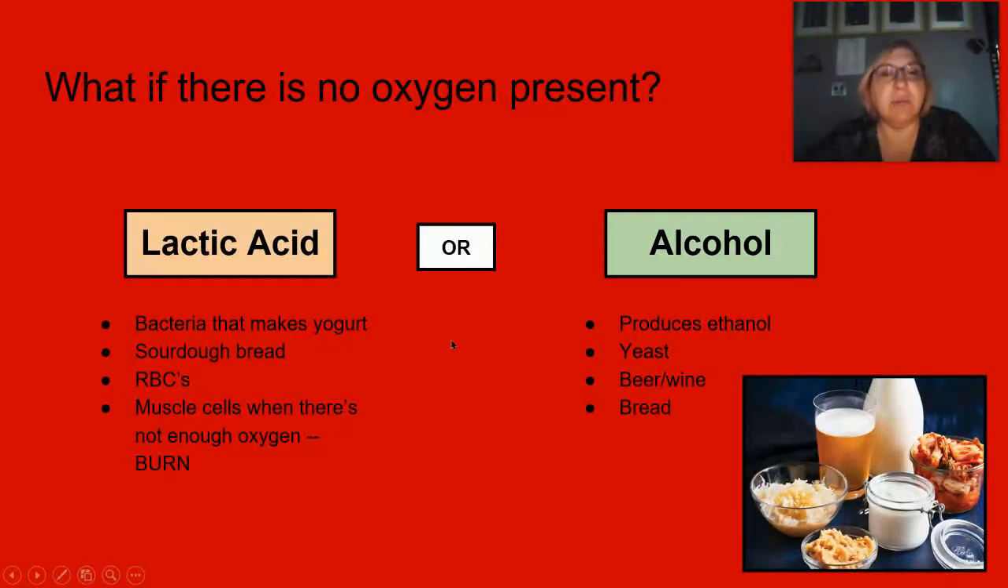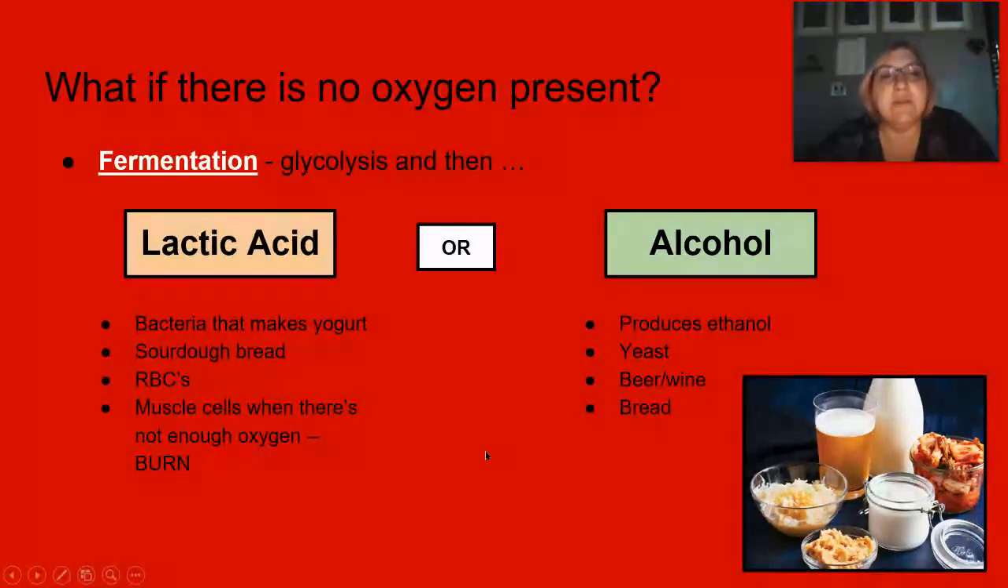So here we have a couple of examples of what happens when you have no oxygen present and energy is being created. So we have lactic acid. And what happens there is the bacteria that make yogurt or bread or red blood cells, they also make muscle cells when there's not enough oxygen, those burn. And then also, you can produce alcohol. This is the process of fermentation, and it produces ethanol, ethyl alcohol. Yeast, beer and wine, and bread are all produced by this process of fermentation.